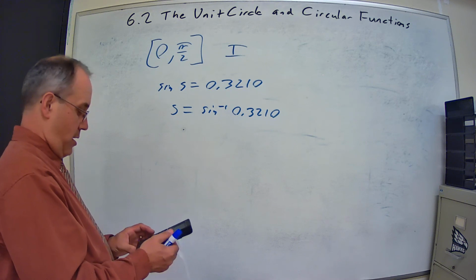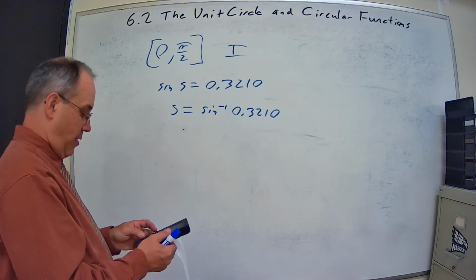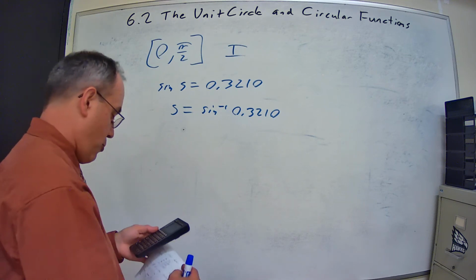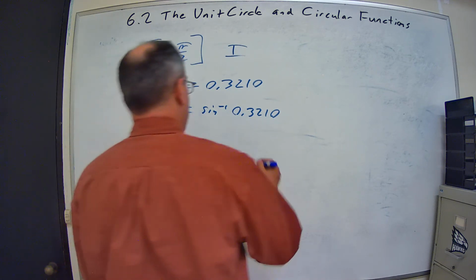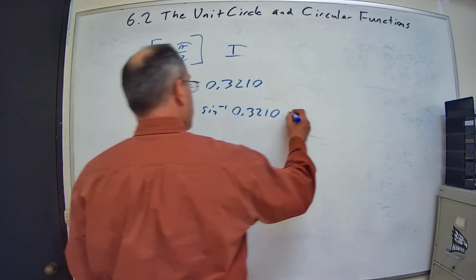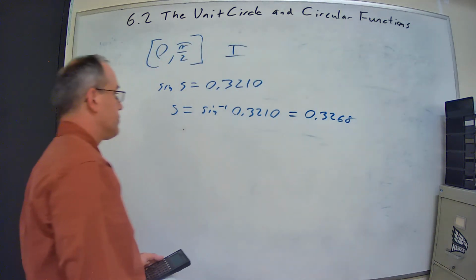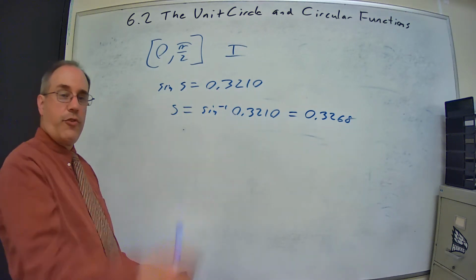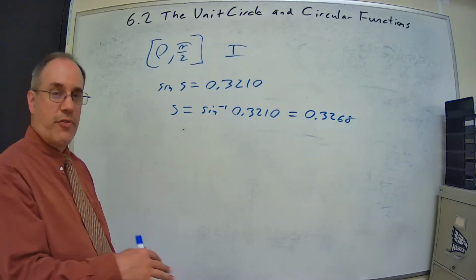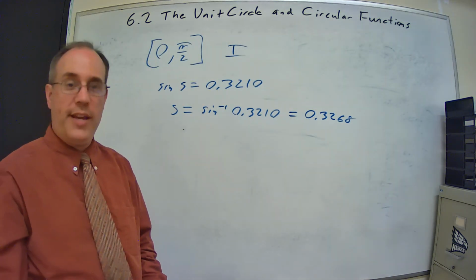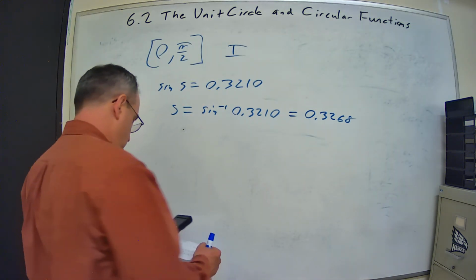So we have 0.3210, and I'm going to take the arc sine of that, which is approximately 0.3268. And that's in the first quadrant, so that's not just the reference angle, that actually is the angle. 0.3268 radians.